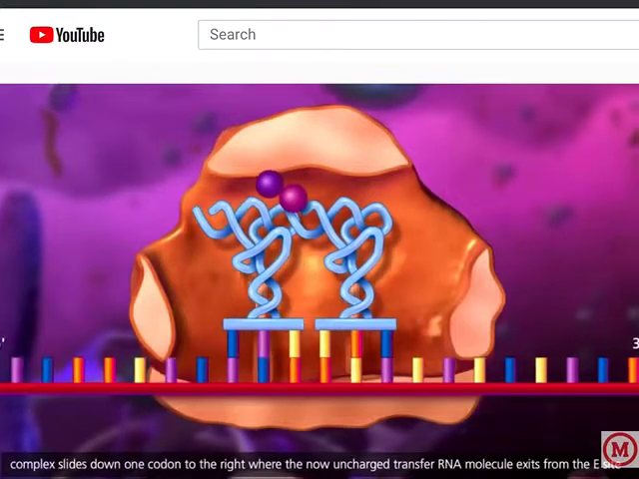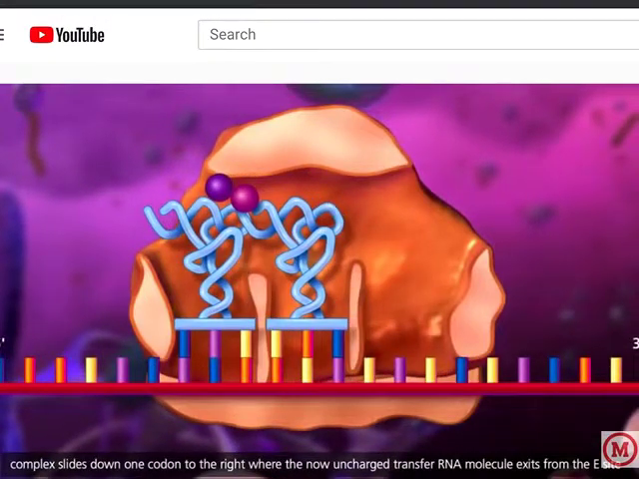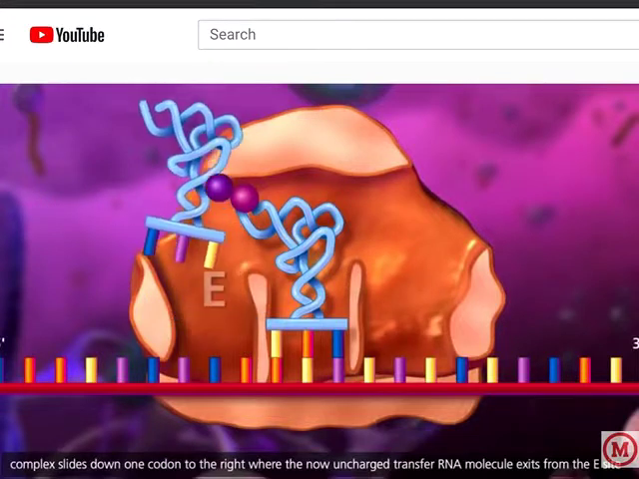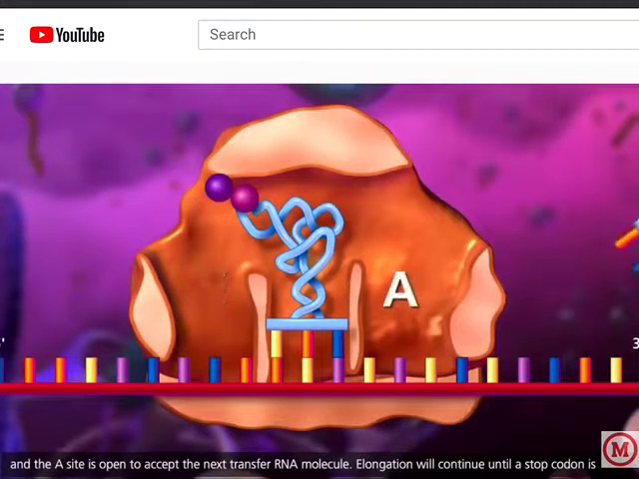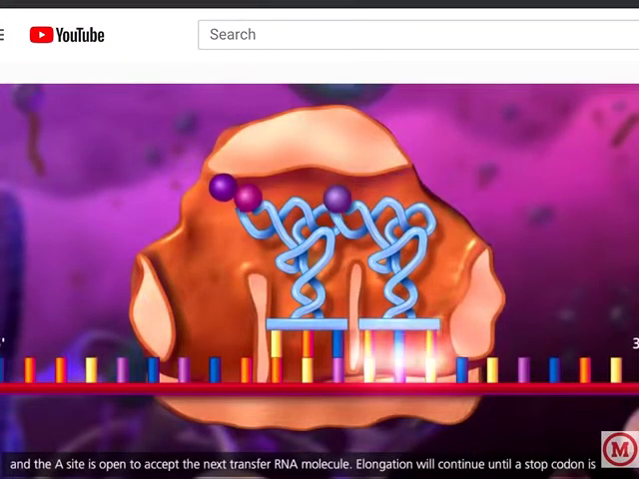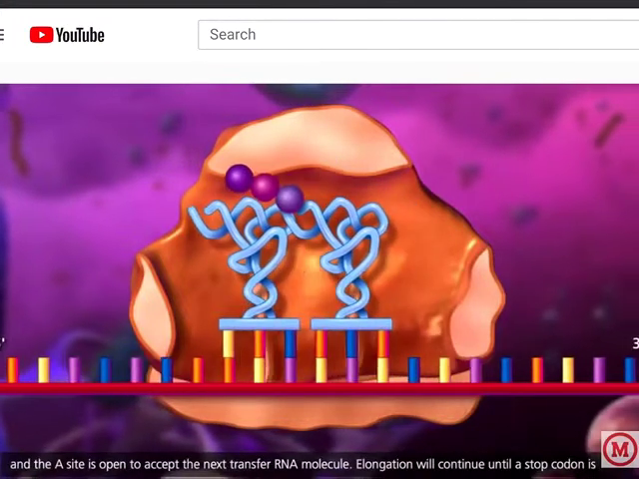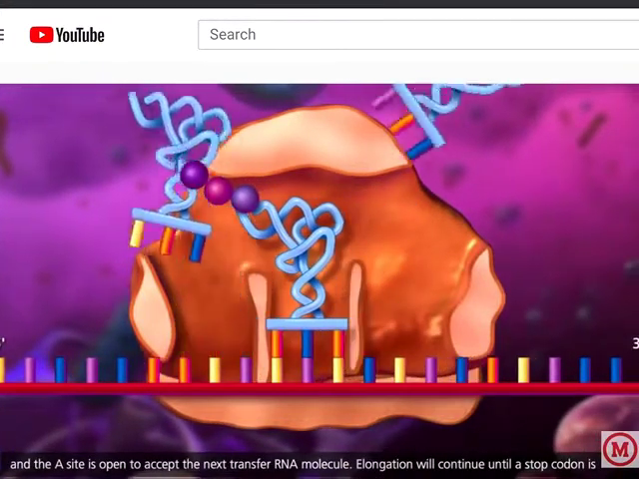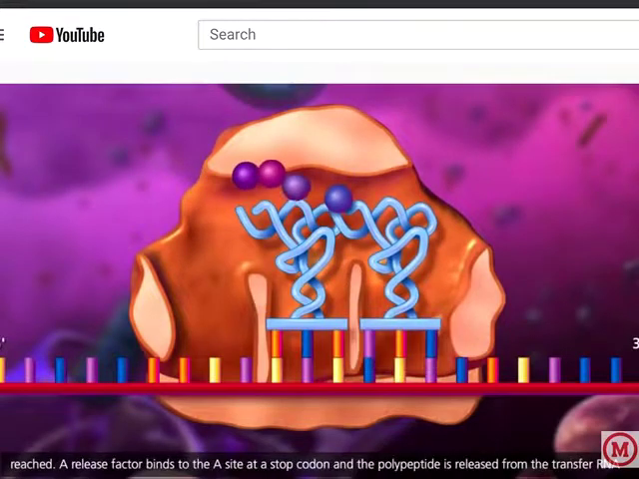The complex slides down 1 codon to the right, where the now uncharged transfer RNA molecule exits from the E site, and the A site is open to accept the next transfer RNA molecule. Elongation will continue until a stop codon is reached.